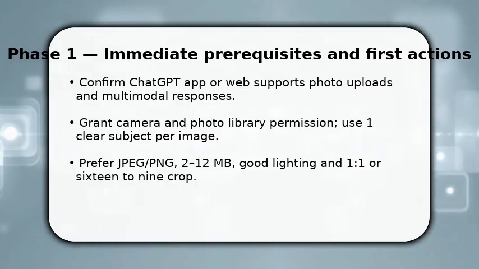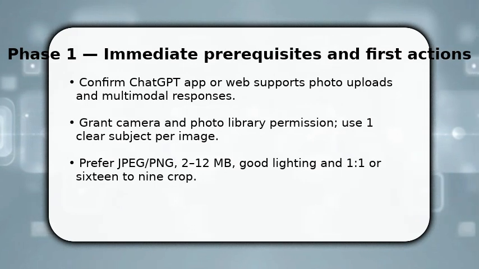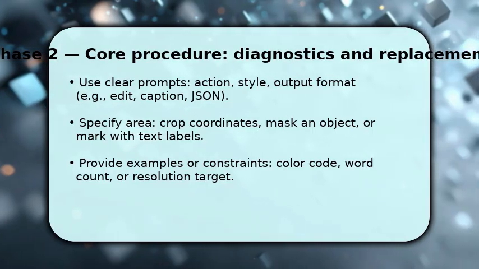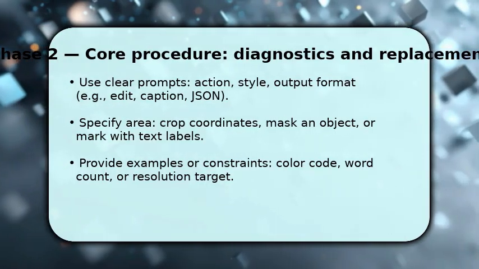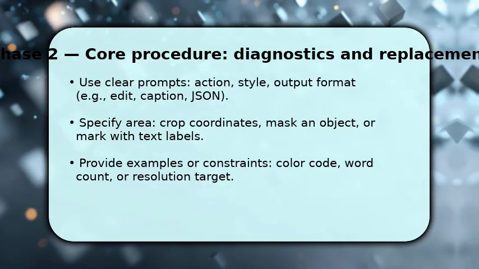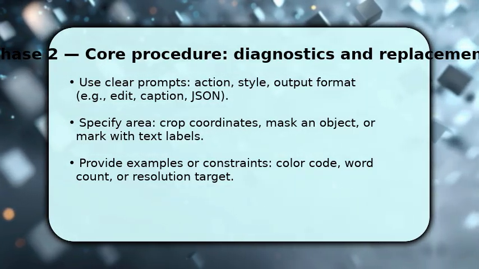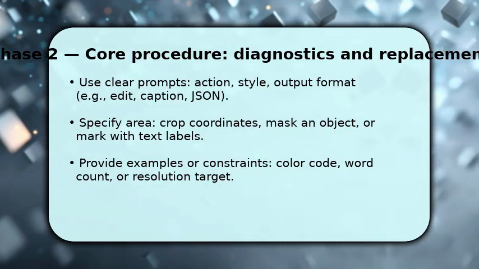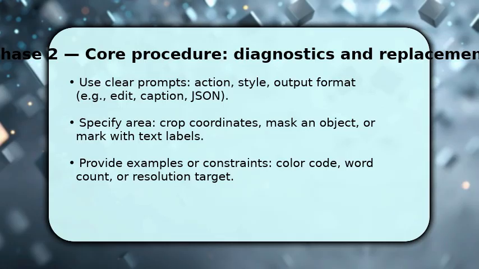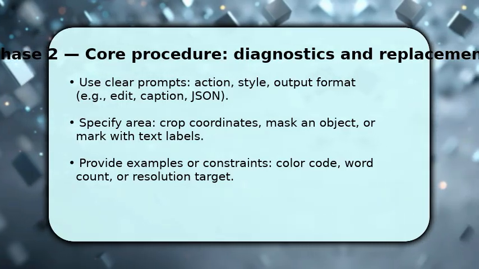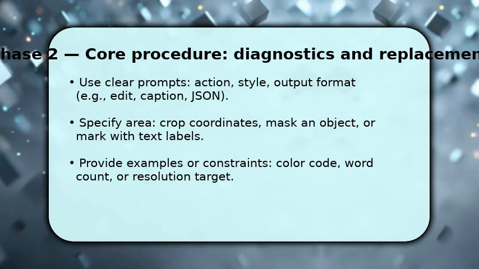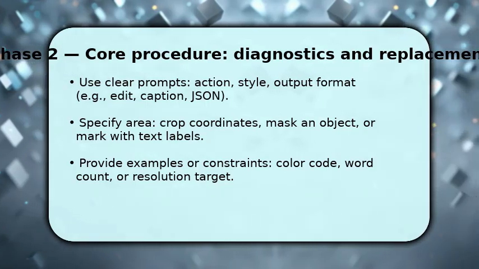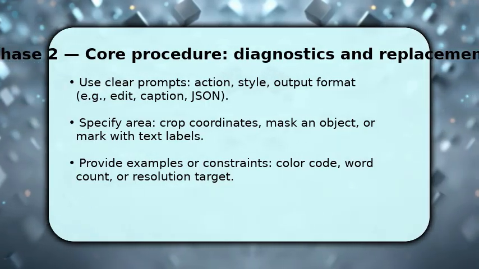Then write a short instruction about what you want the model to do with the photo. Once the image is uploaded, tell the model exactly what to do. Ask for step-by-step edits, captions, or object identification. For example, say replace the blue shirt with red, keep shadows. If you want to crop or mask, describe boundaries or label the area in text. This reduces guesswork. Make sure to include desired output format, caption, JSON metadata, or downloadable file, and any limits like size or word count. If you need iterative changes, request numbered revisions so responses stay organized.